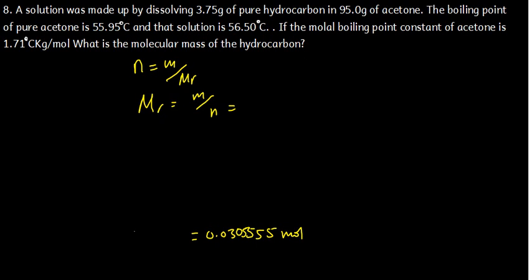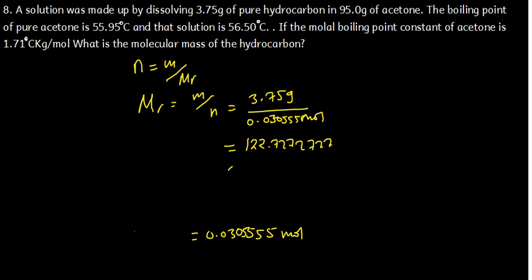And the mass which was dissolved, 3.75 grams, dissolving 3.75 grams of pure hydrocarbon. So 3.75 grams, and then divide that by the number of moles, 0.030555 moles. So this is going to give us 3.75 divided by the value which we have. That is going to be 122.7272727, which we can just give as 122.7. That will be in grams per mole.